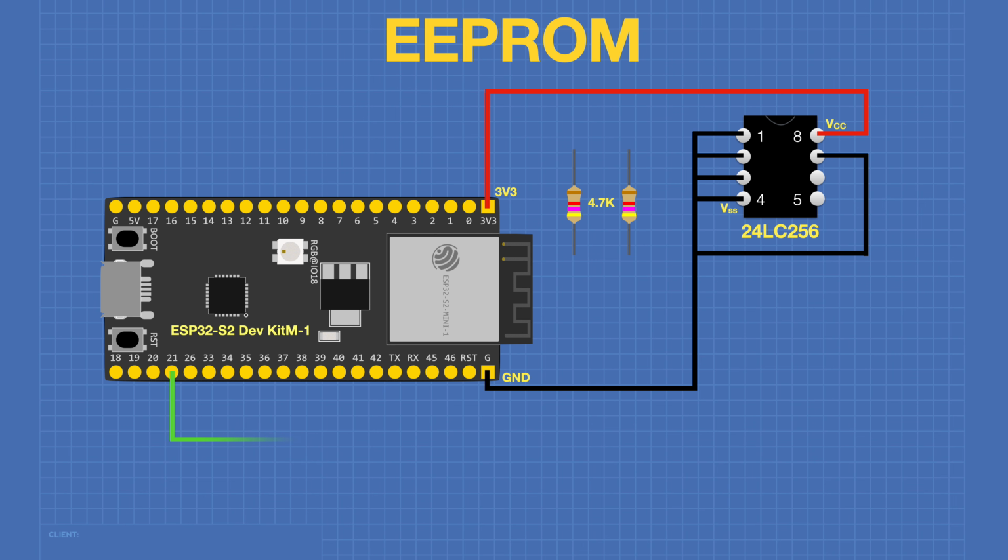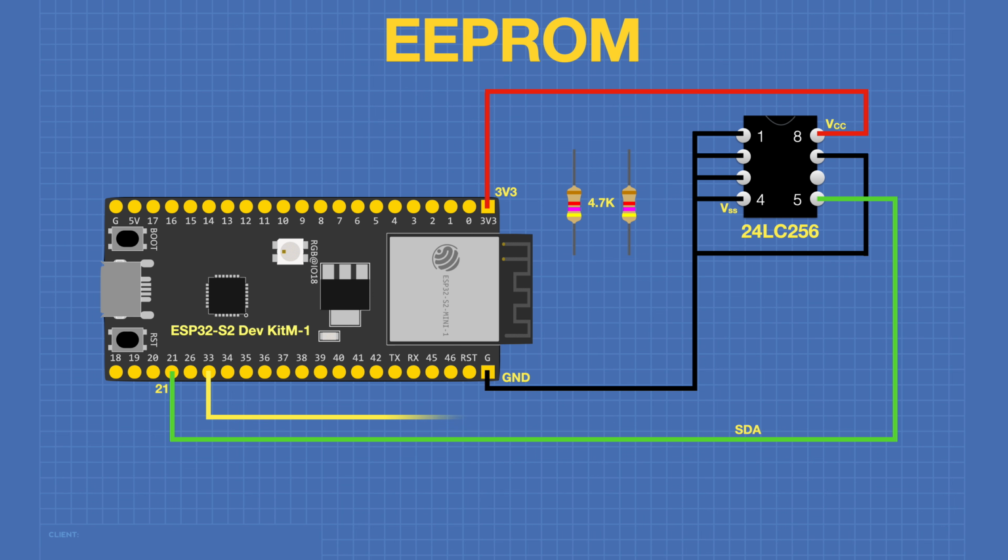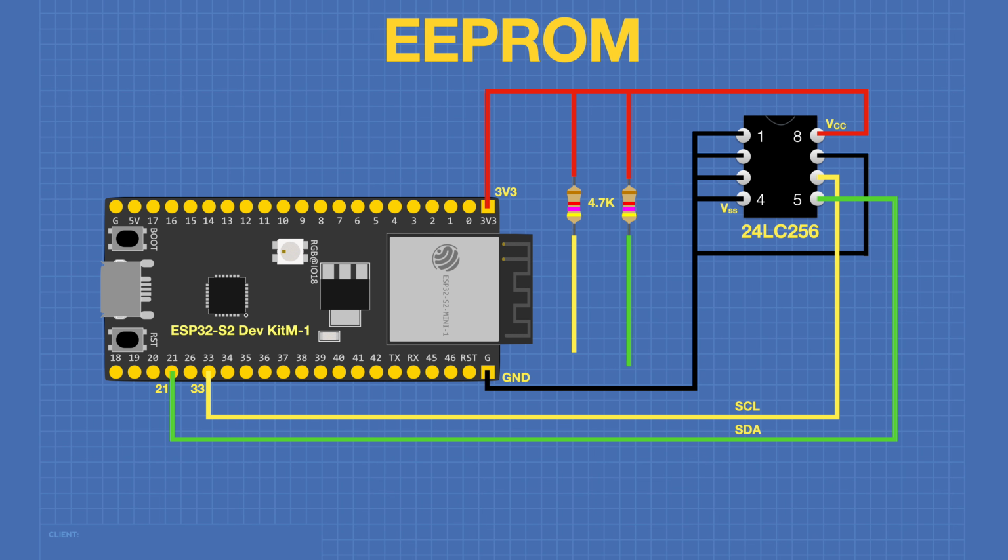Next, we'll connect pin 21 on the ESP32 dev kit to pin 5 on the 24LC256. This is the SDA line. Pin 33 on the ESP32 will be connected to pin 6 on the 24LC256. This is the SCL line. And finally, we'll connect 3.3 volts to one side of our pull-up resistors and the other side to the SCL and SDA lines. And this completes our wiring.